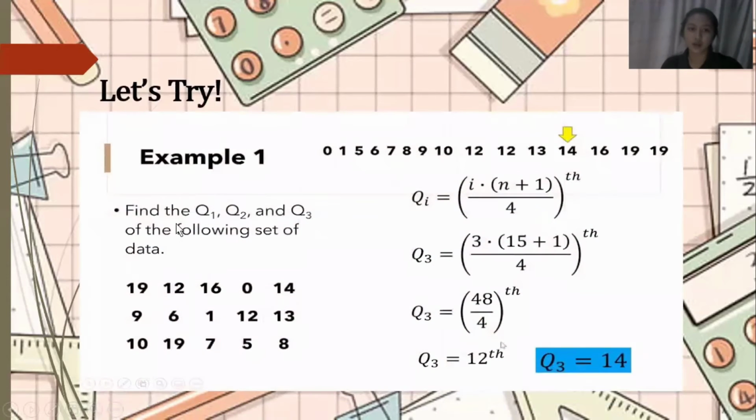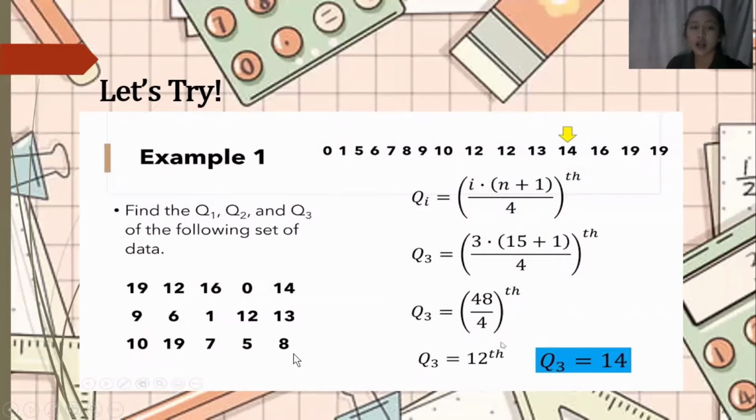So let's try. We have the example number 1. Find the Q3. Sabi niya, no? So let's disregard the sample given here, the Q1 and Q2. Let's focus on finding the Q3. So here are the given. We have 19, 12, 16, 0, 14, 9, 6, 1, 12, 13, 10, another 19, 7, 5, 8.